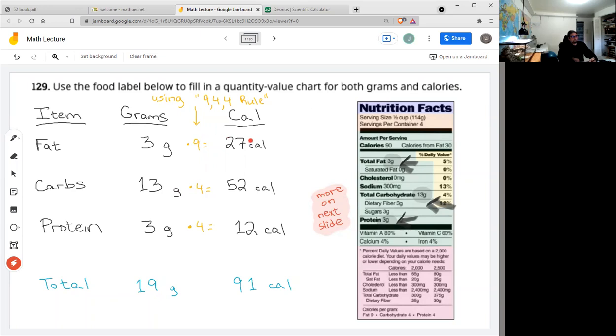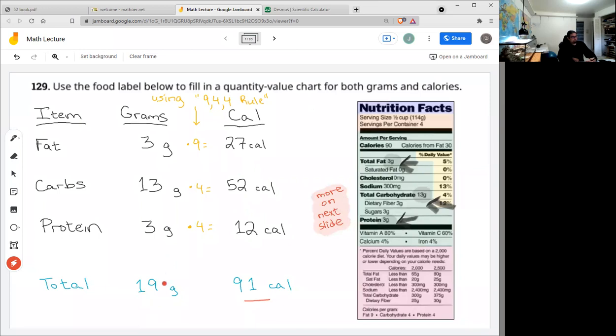Anyway, as we look at the label, this particular thing has 3, 13, and 3. And Rick just pointed out that I always do fat and then carbs and protein because that's what the labels do. The book does them in a different order, but oh well. So I take those 3 amounts, read them off the table, multiply by 9 or 4 based on if it's fat or the others, and we figure out how many calories are in each one.